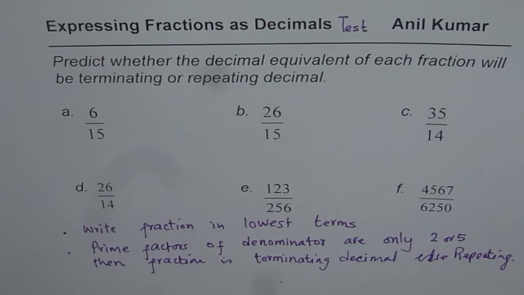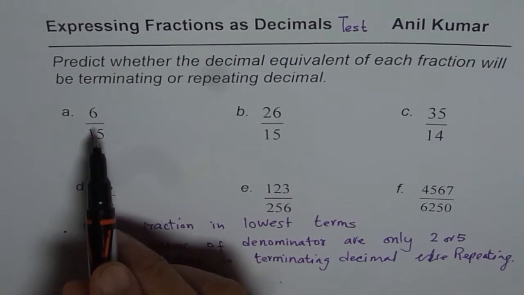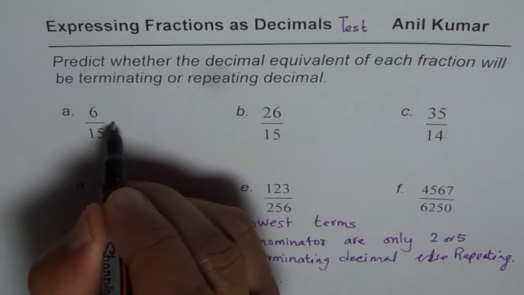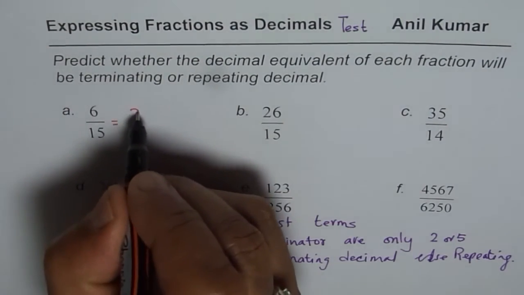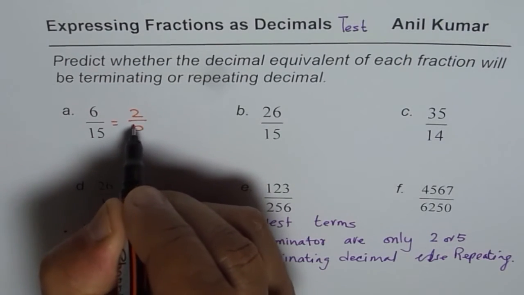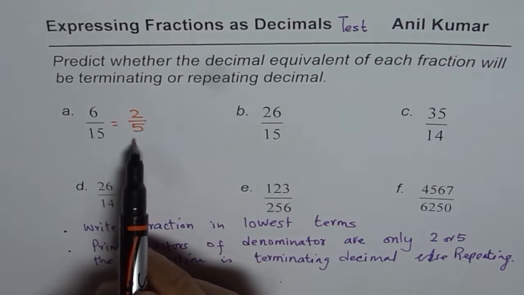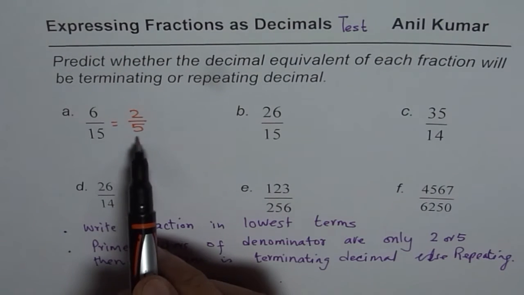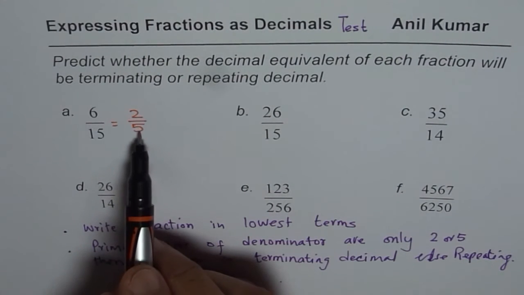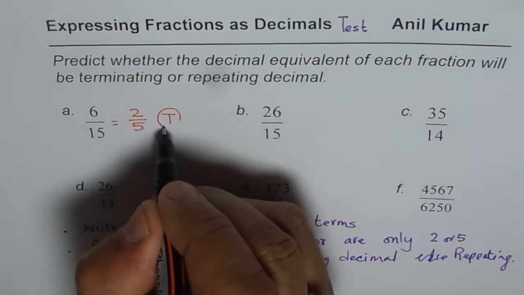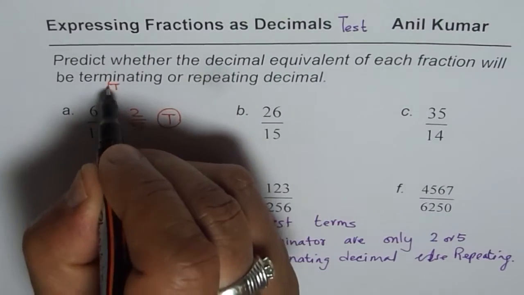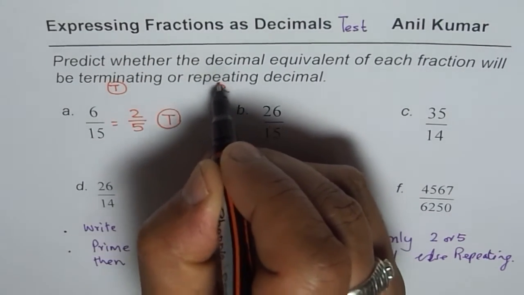Let's begin with the very first one, which is 6/15. As you will notice, 3 is a common factor. So the equivalent fraction, dividing by 3, will give us 2/5. Now since the denominator has only 5 as the factor, it should be a terminating decimal. So this one is terminating. I'll write T for terminating and R for repeating.